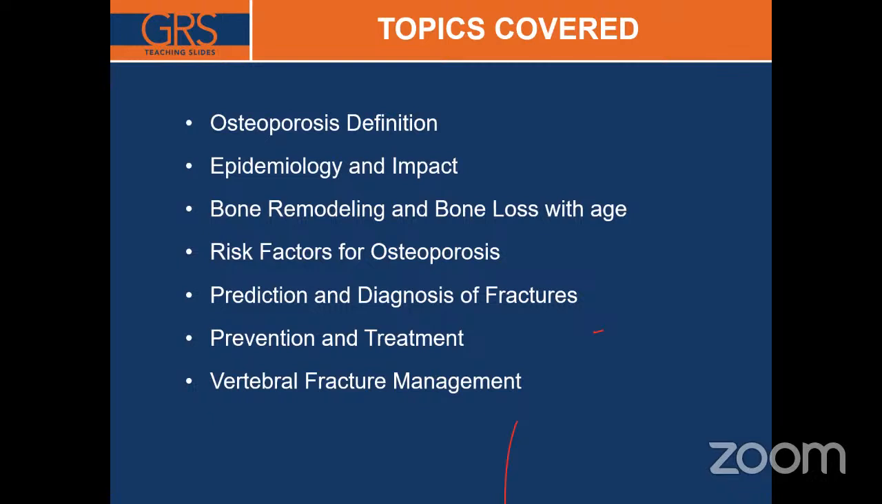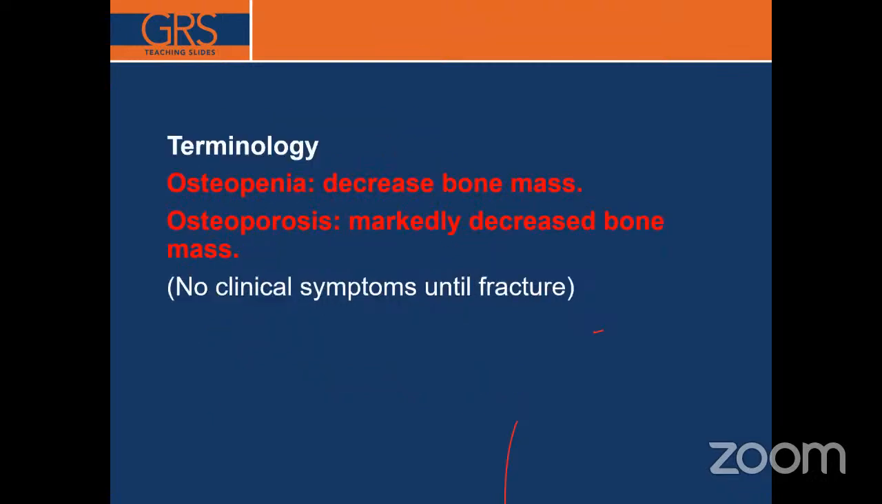management. So a simpler term, osteopenia is a decrease in bone mass. Osteoporosis is a marked decrease in bone mass. So there's levels to this. There's no clinical symptoms until fracture. That's why screening for high-risk individuals is highly recommended, because the first symptom is usually the fracture itself.